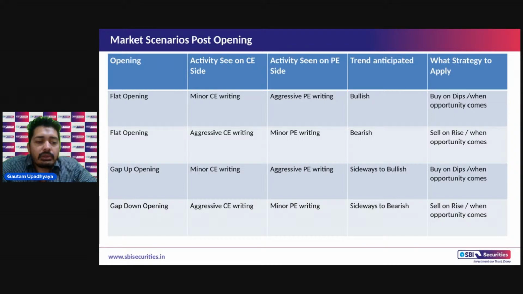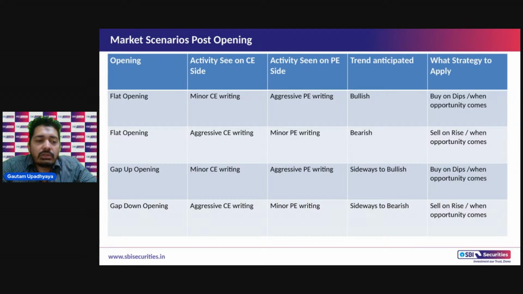You have to open it once before around 9:15 and see what the existing positions in the market are. Then, gradually, as the day progresses, you keep monitoring and observing what additional positions are being formed in the derivative segment. So if there is a flat opening in the market and aggressive put writing is seen at the money and near the money strike prices, that is a bullish indication.